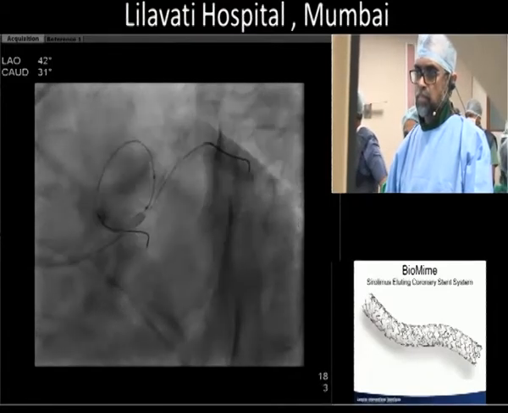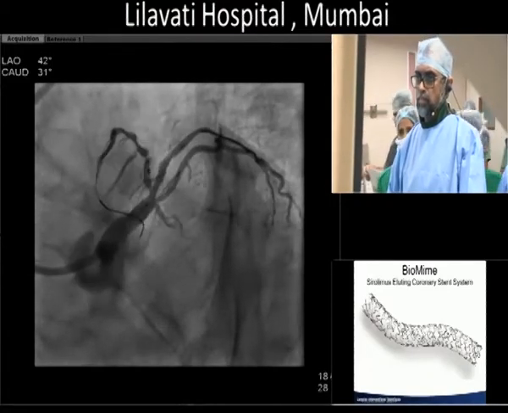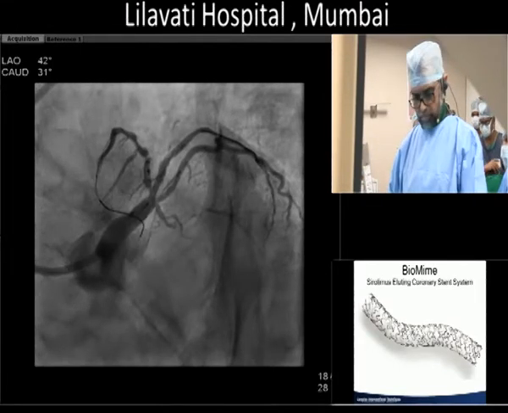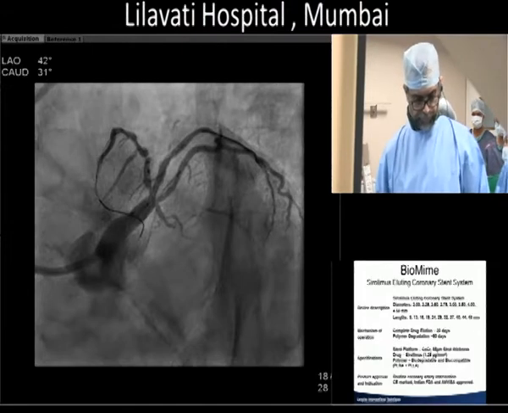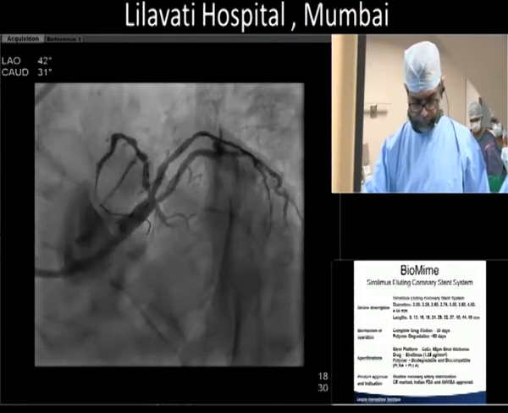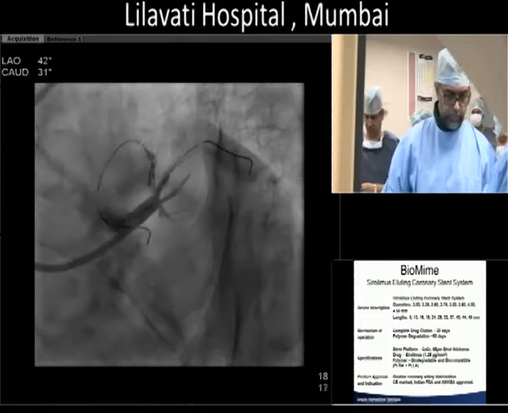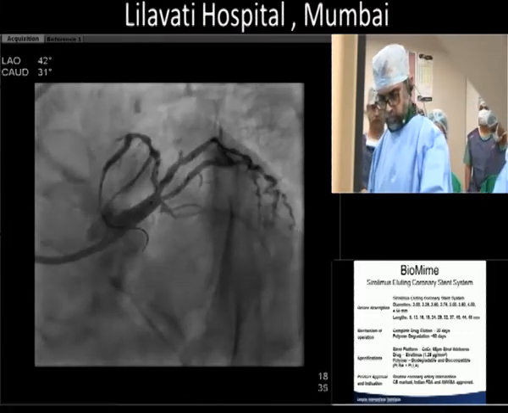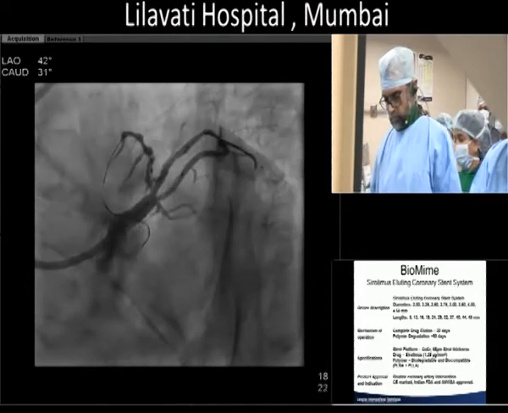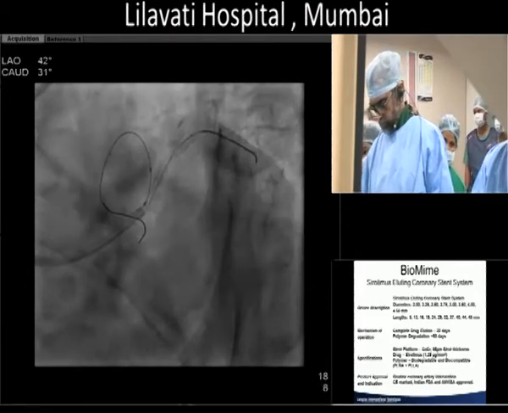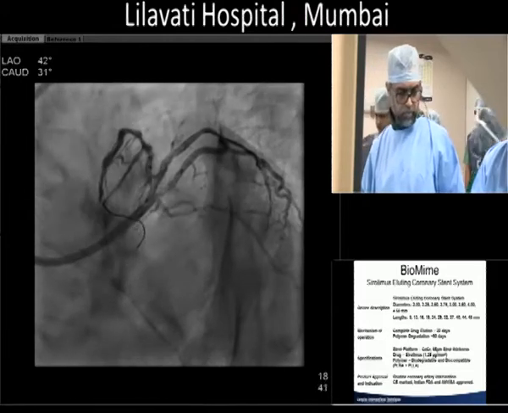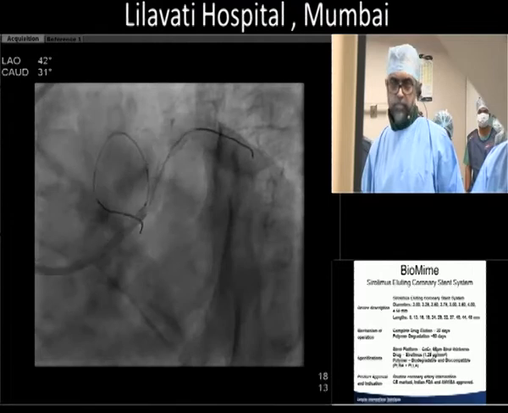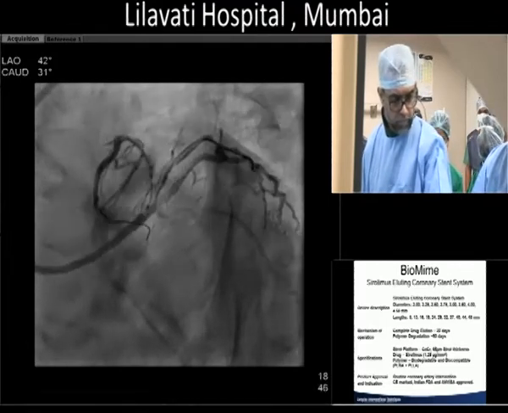Very interesting. It's almost like a dual ramus, although it's a diag ramus. I didn't follow you, Manish. No, I said the way it appears in your LAO caudal, it looks like almost two ramus vessels, but one is ramus and one is a diagonal. Yeah. Both too close. Yeah, exactly. I think that biomime looks very nice, just needs to be post-dilated.